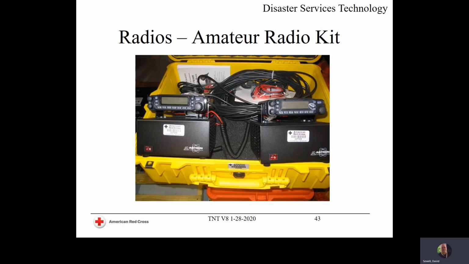Here's what the amateur radio kit looks like. There's two to a box. They're mounted on the power supply. It comes with the coax for each radio, the mag mount, and everything you need. The radios are not programmed. That's something you have to do if you want to use it on the ground.